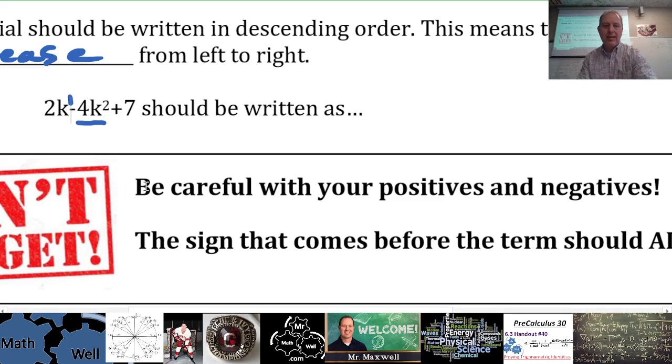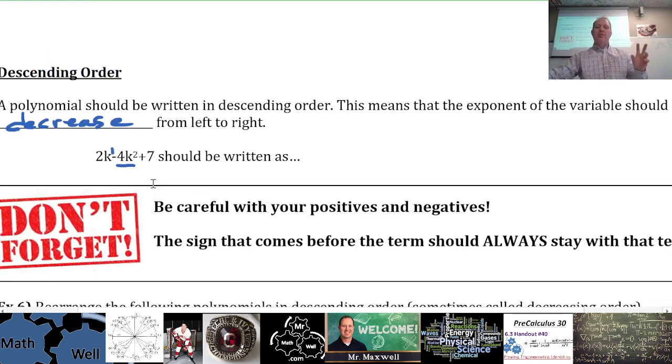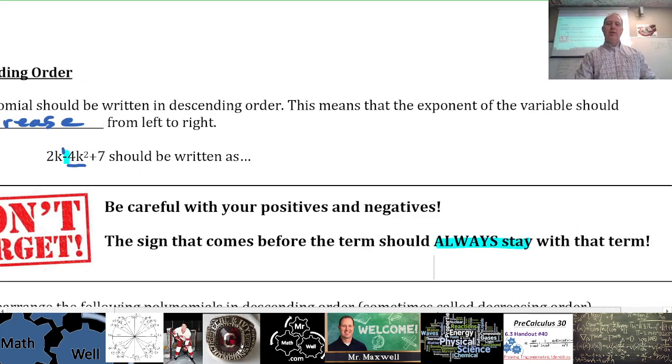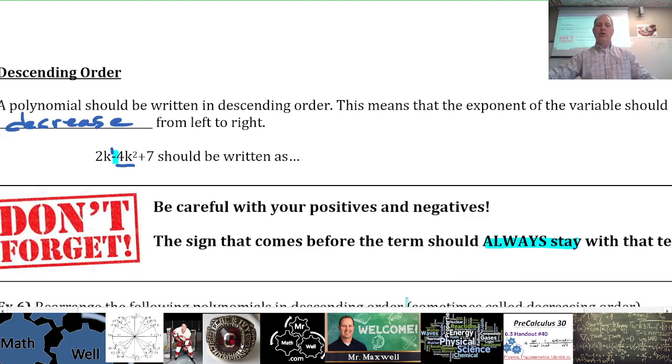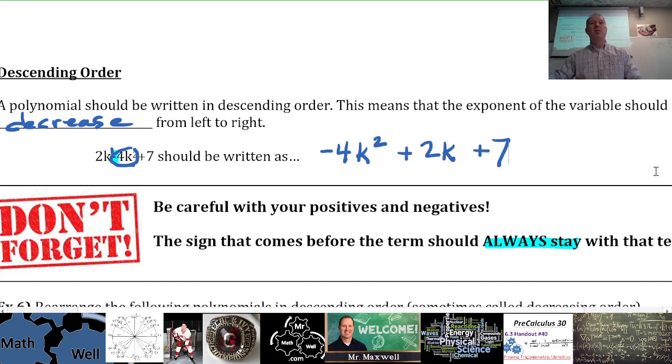And don't forget, I've zoomed out here, be careful with your positives and negatives. The sign that comes before the term always goes with the term. It should stay with that term when you're rearranging the order. So that minus 4k squared in this polynomial should be written as negative 4k squared. Okay, so we're going to take care of this first. And then we're going to do plus 2k. And then finally the constant at the end, plus 7. So the constant is always at the end with descending order. Okay?